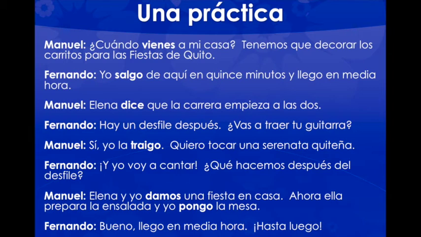Hay un desfile después, ¿vas a traer tu guitarra? There is a parade afterwards. Are you going to bring your guitar? Sí, yo la traigo. I'm bringing it. Quiero tocar una serenata quiteña. Yo voy a cantar, and I'm going to sing. ¿Qué hacemos después del desfile? What are we doing afterwards? Elena y yo damos una fiesta en casa. We are throwing a party at home. Ahora ella prepara la ensalada y yo pongo la mesa. She prepares the salad and I set the table. Bueno, llego en media hora. I'm arriving in a half hour. Hasta luego.